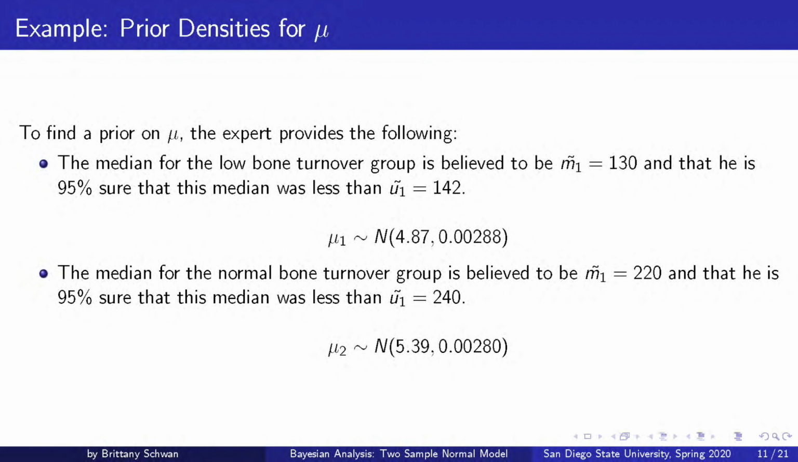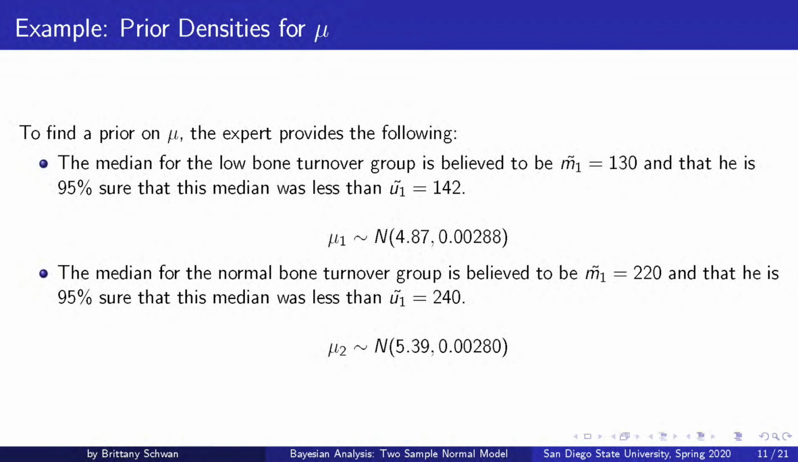Now we need to decide what type of prior distributions we want to use for our analysis. The experts provide the following information to help us determine the parameters for mu. He says the median for the low bone turnover group is believed to be 130, and he says he's 95% sure that the median is less than 142. He also says that the median for the normal bone turnover group is believed to be 220, and he is about 95% sure that the median is 240.